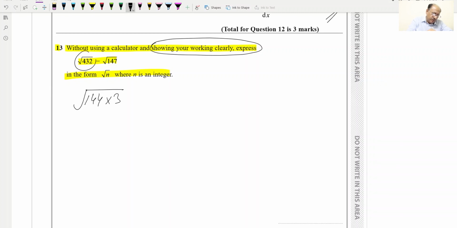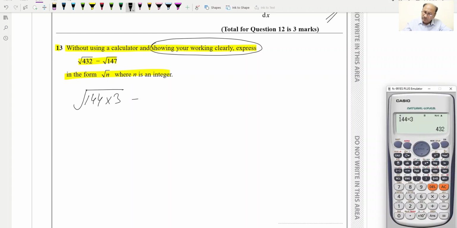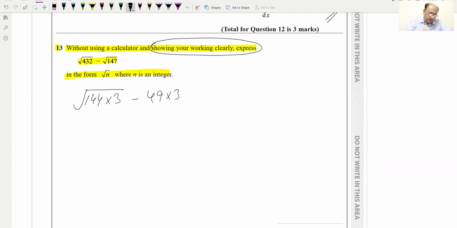So what we have done, we have converted this with the help of a calculator, but we are showing the working, so the examiner will not be having any objection, because we are showing this 144 multiplied by 3. Similarly we can deal with the 147 also, and this will be 7 root 3. So 7, and when we take it under root it will be 49, so 49 into 3 under root, and this will be our step which we have shown.